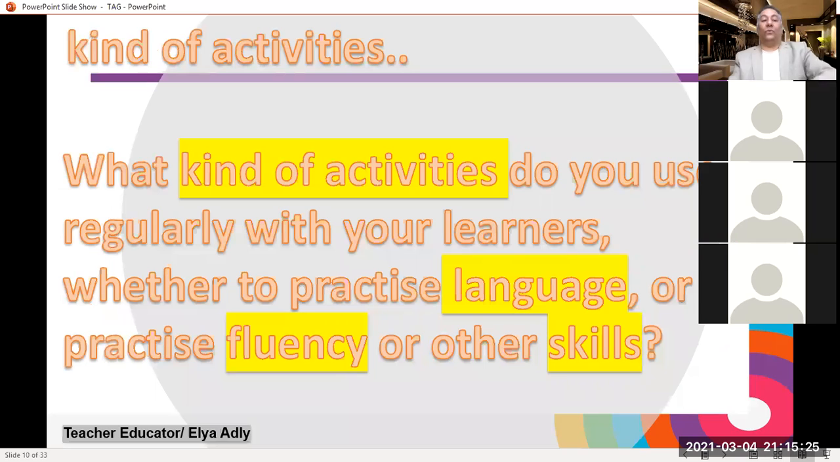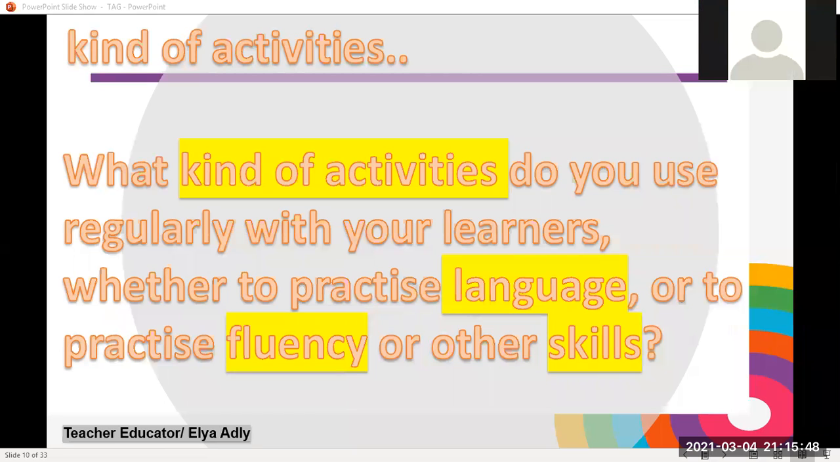Okay, so concerning the kind of activities, what kind of activities do you use regularly with your learners, whether to practice language or practice fluency or other skills? Brainstorming. Yes, brainstorming. This is one. What else? Role playing. Yes, role play. What else? Jumbled sentences. Yes, jumbled sentences.